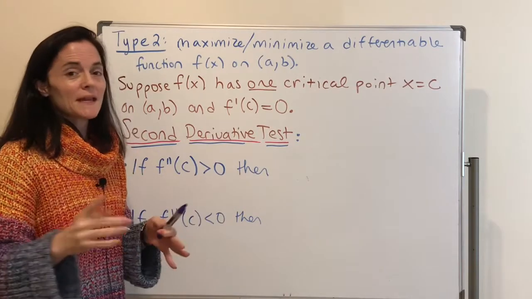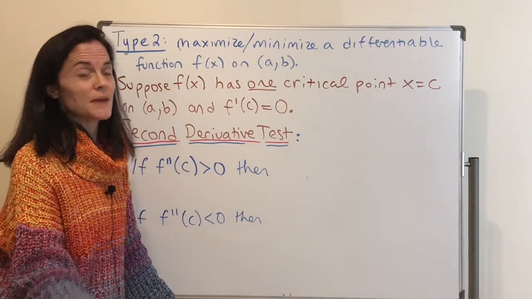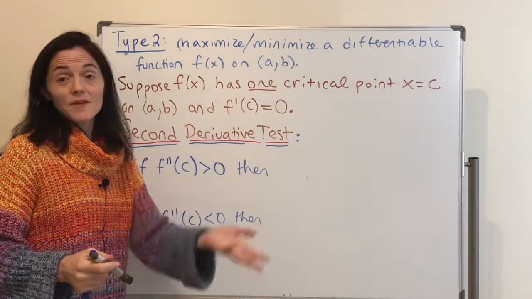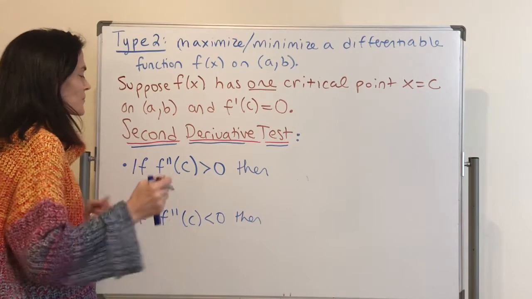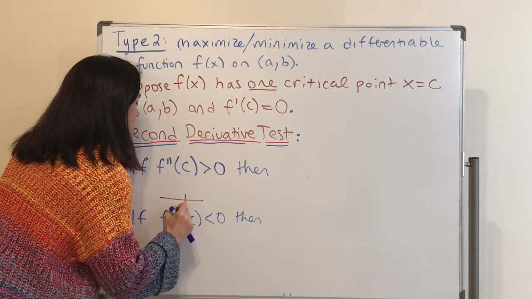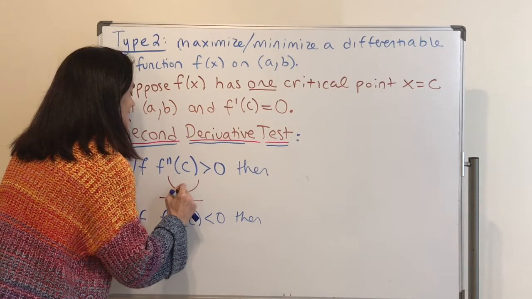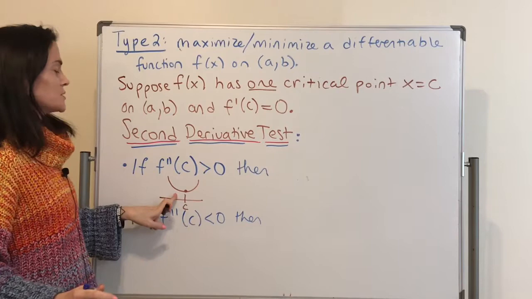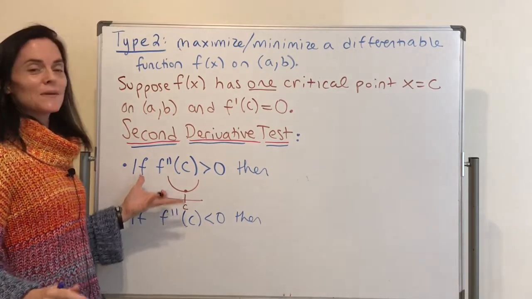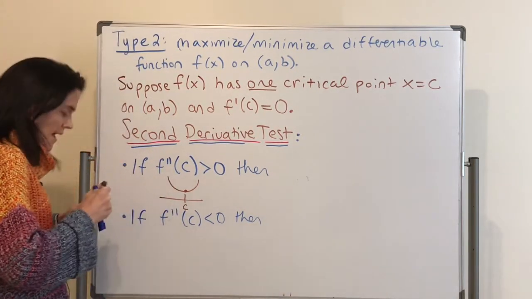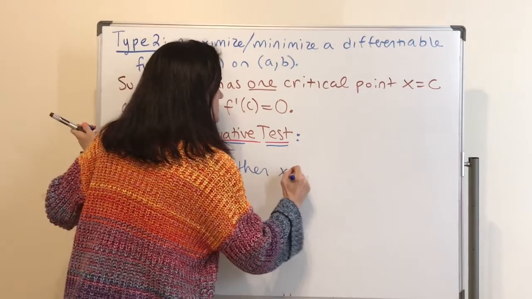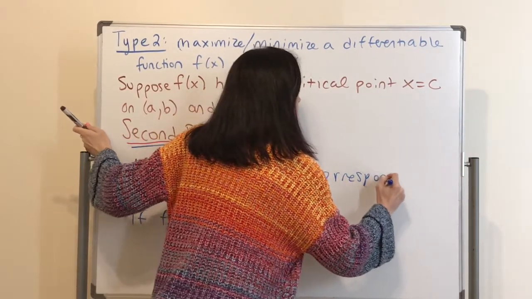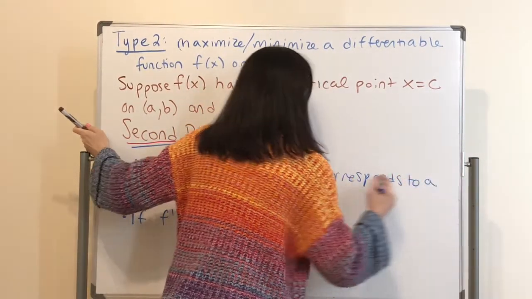And so every time I draw a picture, so we have one critical point, the derivative is 0 at that critical point, and second derivative positive. What does this look like? Well, here's c and something like this, concave up. Right, second derivative positive, concave up, and so the picture looks like this. Well, what do we see here? We see a minimum. So then the statement is x equals c corresponds to a minimum.